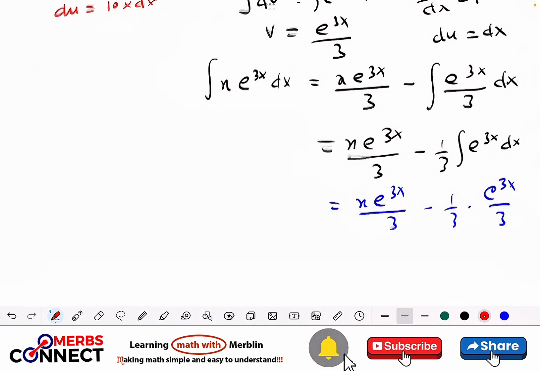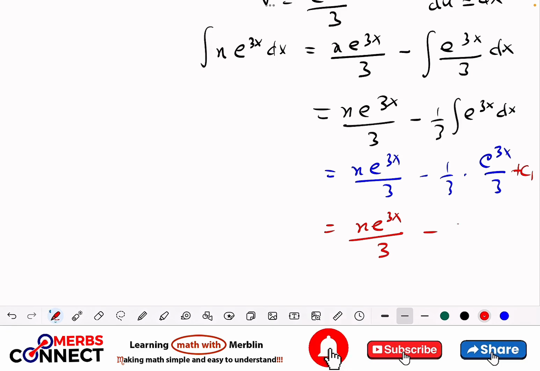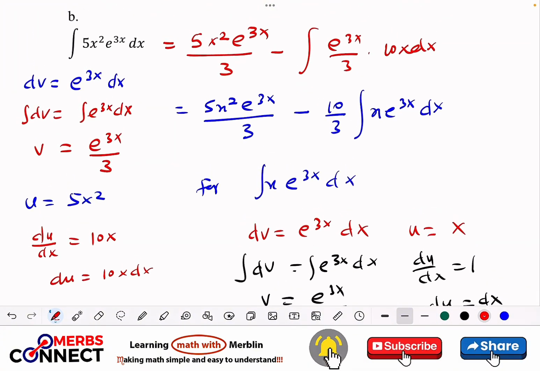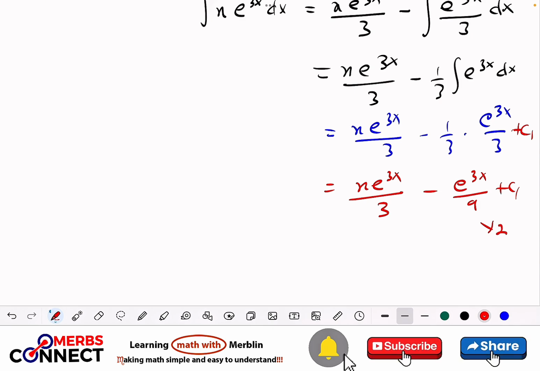Right? We can add plus c, or we can just leave it like that. Okay, let me add plus c here because we are done with that. Or c1. So this is going to give us e to the power 3x divided by this minus e to the power 3x divided by 9 plus c1. So let me call this one equation 1, right? And call this one equation 2. So that I can say, put equation 2 into equation 1.